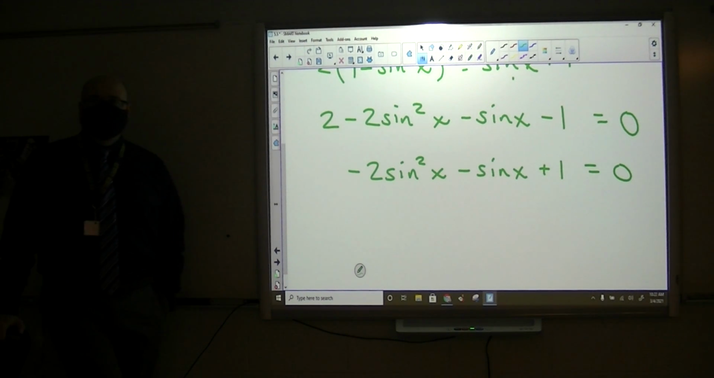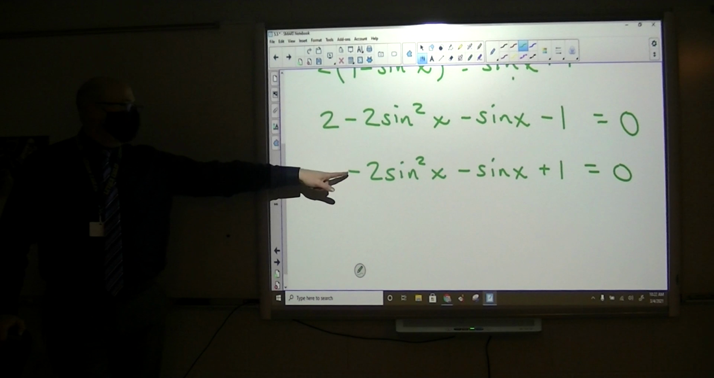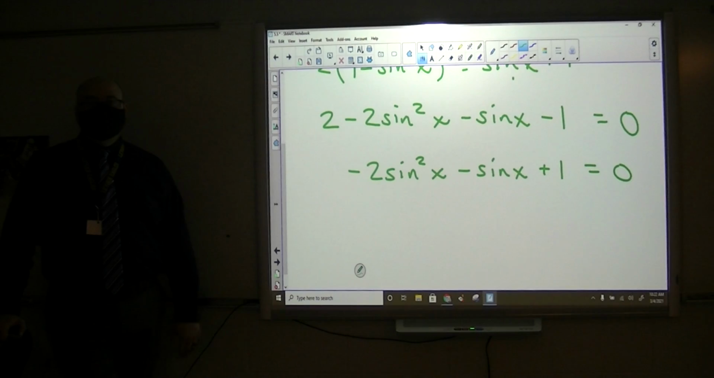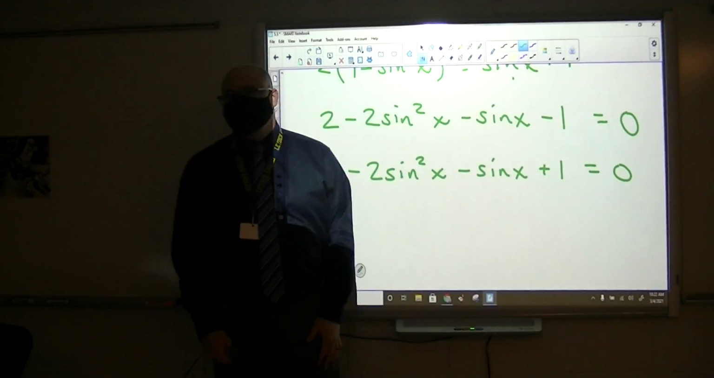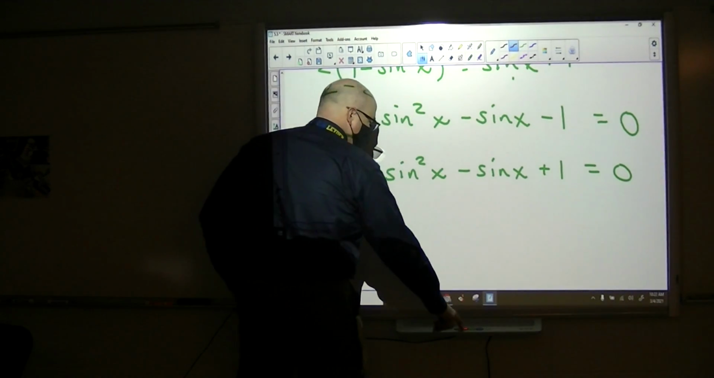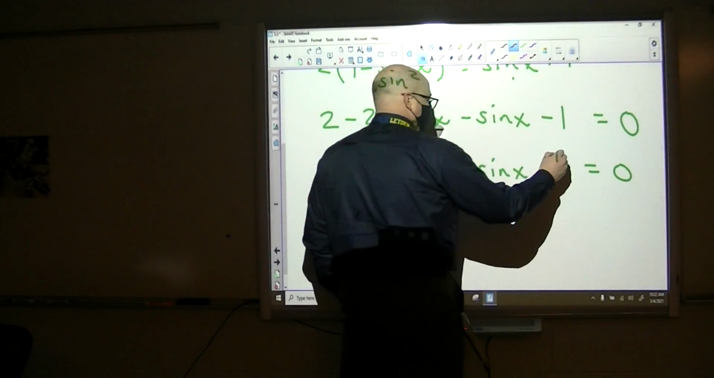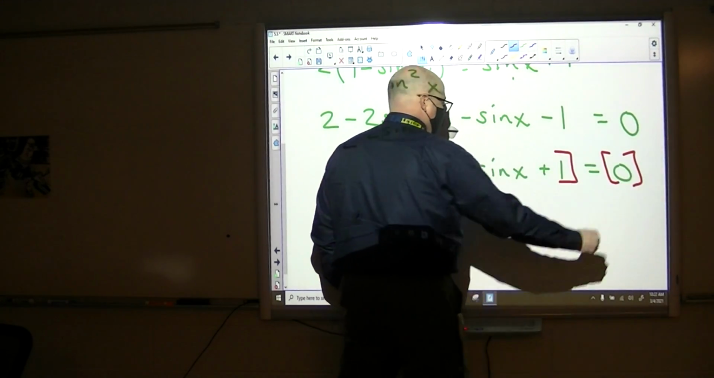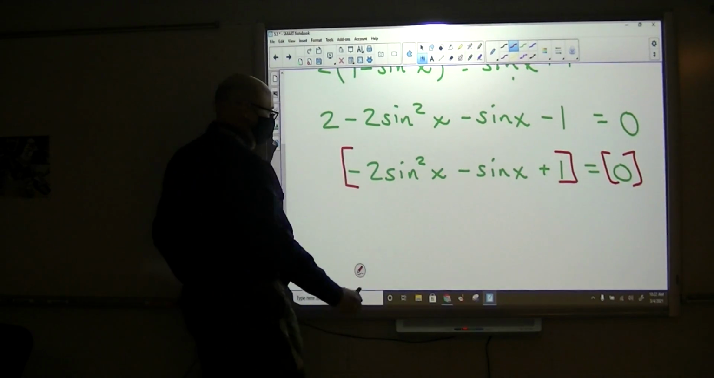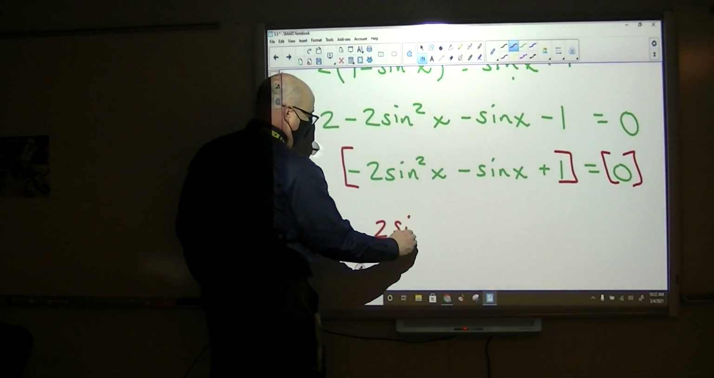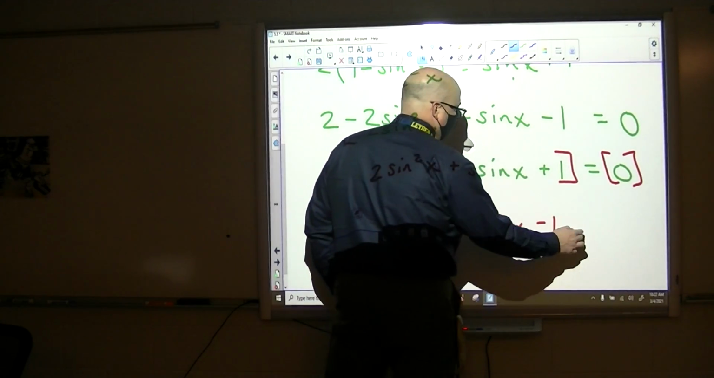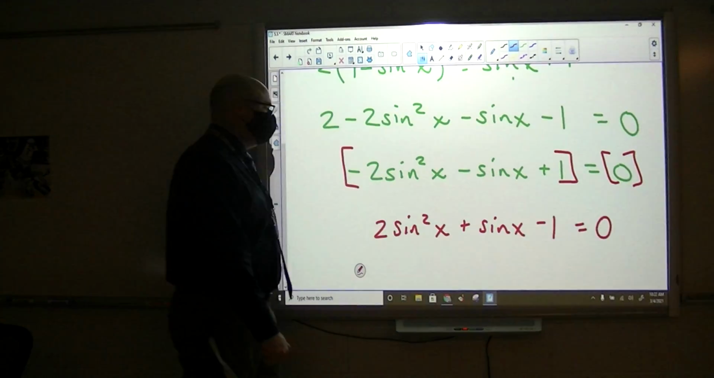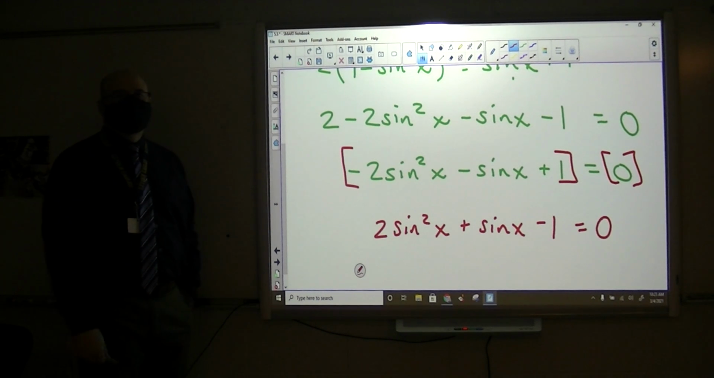I'm not a huge fan, I don't know if you are, but I'm not a huge fan of this leading negative coefficient. So how do we do that? You have two choices. You can add all of these to the other side, or multiply everything you see by negative 1 on both sides. So if we multiply everything here by negative 1, now it's positive 2 sine squared x plus sine x minus 1, and that equals 0. So here's our quadratic.